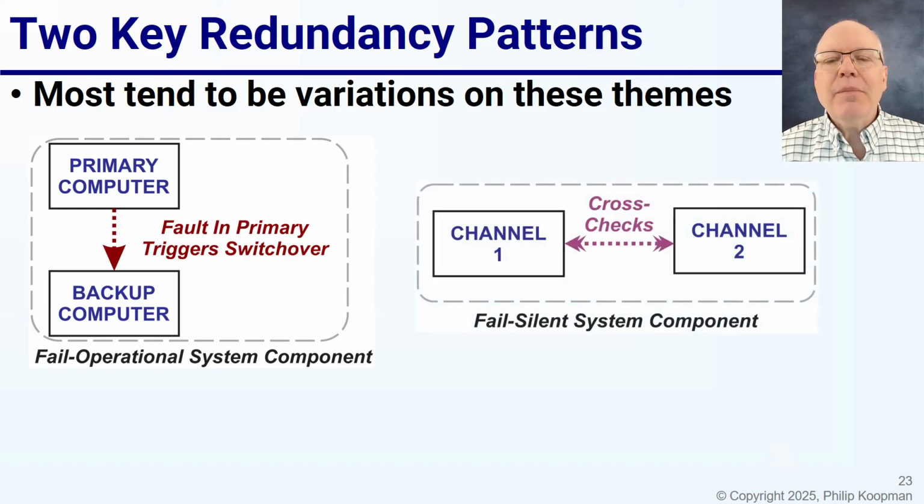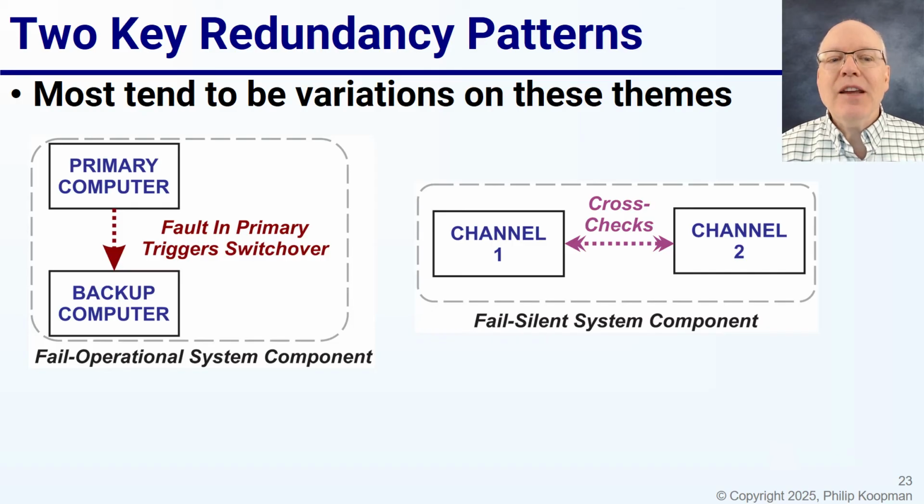The other redundancy pattern you see is a fail silent system component. This is a little less obvious, but is the core building block for all life-critical computing. There's two channels, two computers, and they do cross-checks. So one computer adds 2 and 2 and gets 4. The other computer adds 2 and 2 and gets 5, and they say, what'd you get? I got 4, I got 5. Now, you don't know which one is right. All you know is that they disagree, so the whole thing shuts down saying, I've just had a computational fault. I hope the system level has a plan, but I'm just shutting down because I would rather shut down clean than give a wrong answer.